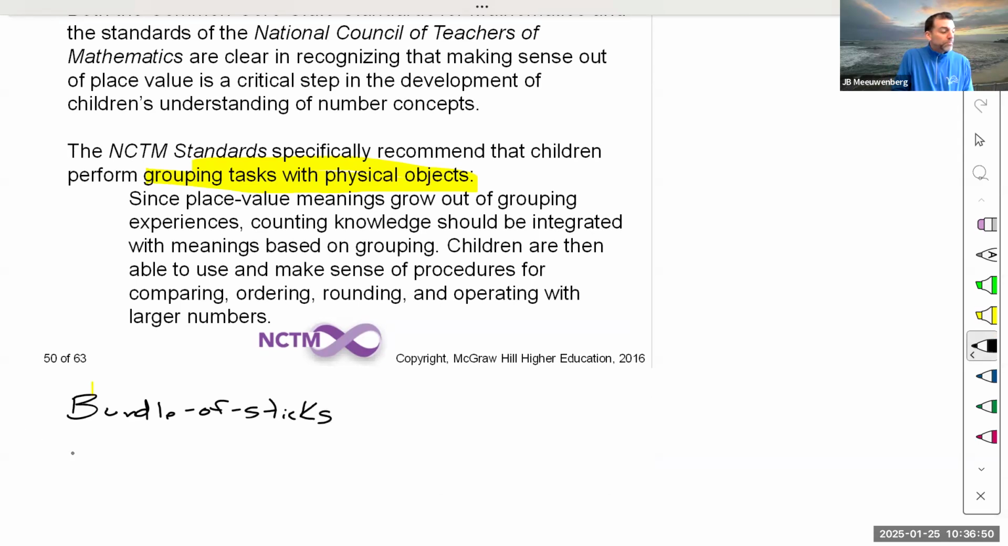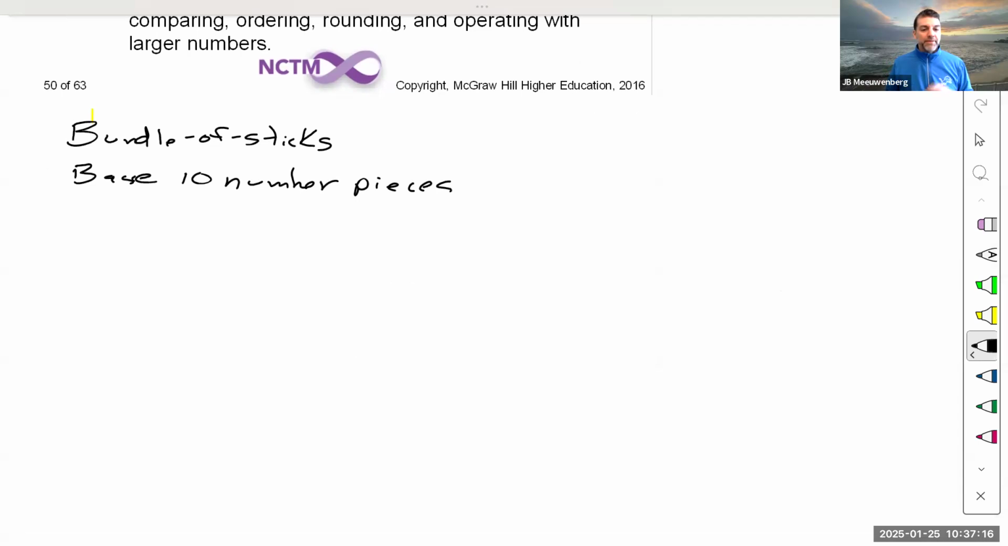And then also base 10 number pieces. Those are those little blue pieces that we punched out from your manipulative kit at the beginning. Those are used a lot in elementary education. So what I recommend is that for this video, you get those out, and we'll also look at the base 5 ones again as well. Let's start with the bundle of sticks method.